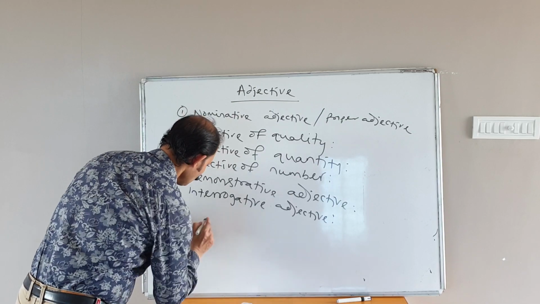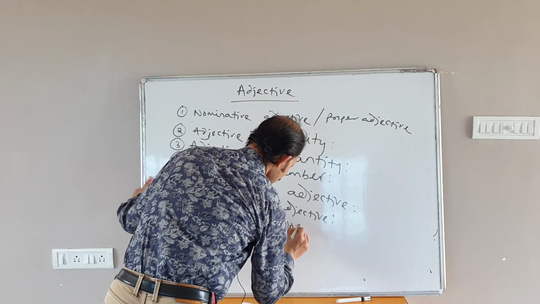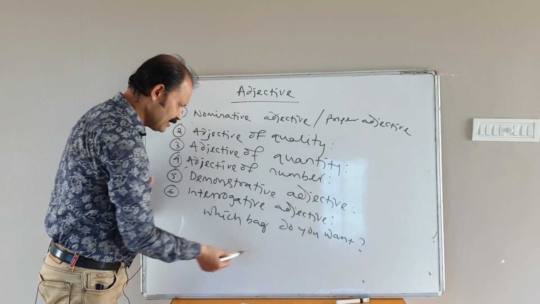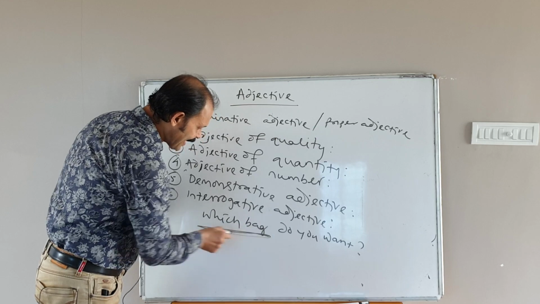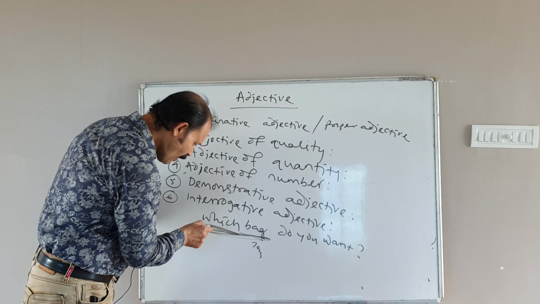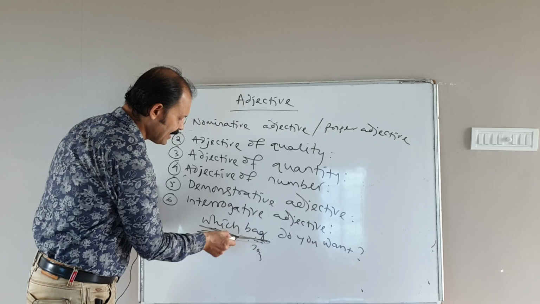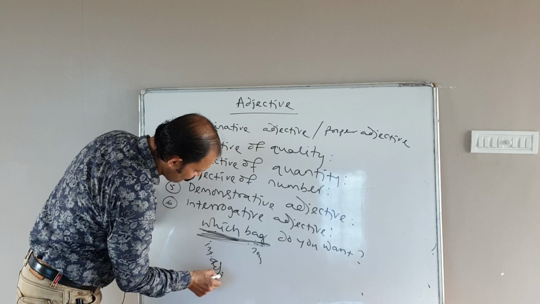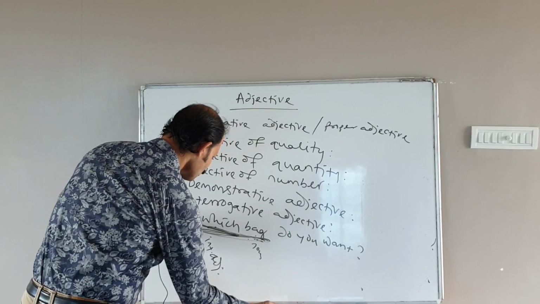Suppose, which bag do you want? Check here, it is one question. You are putting one interrogative sentence, and which bag is the noun phrase, bag is the noun, and which is the interrogative word used along with the noun. It describes the noun in an interrogative way, that's why it is an interrogative adjective. Similarly, what dish do you like?